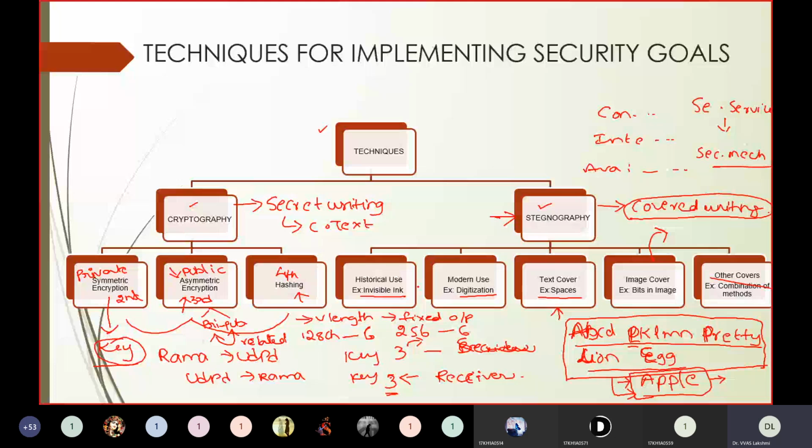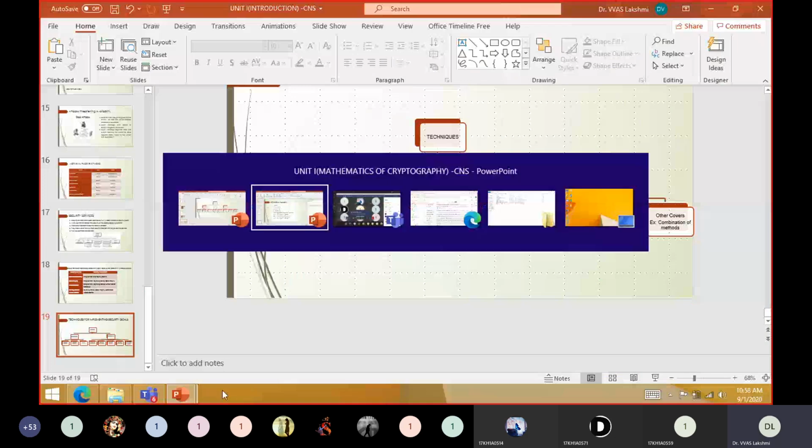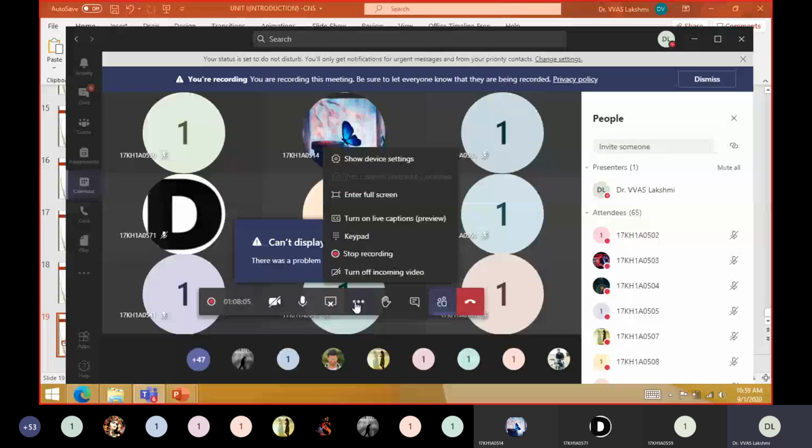So the first unit is over. Tomorrow onwards I am going to start the second unit. The second unit is also a very easy unit. In the second unit we are going to discuss all the symmetric encryption techniques. If you have any doubts, then you may ask.